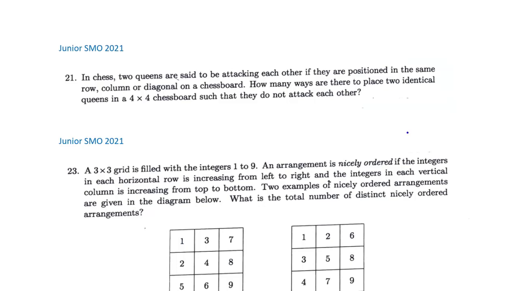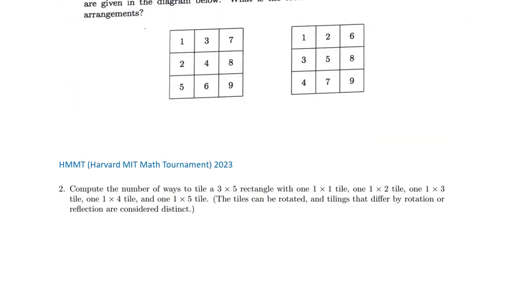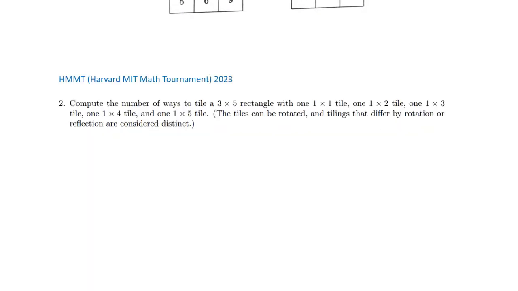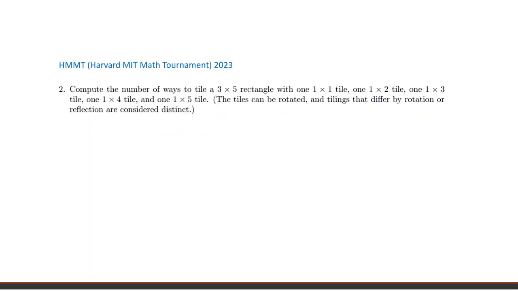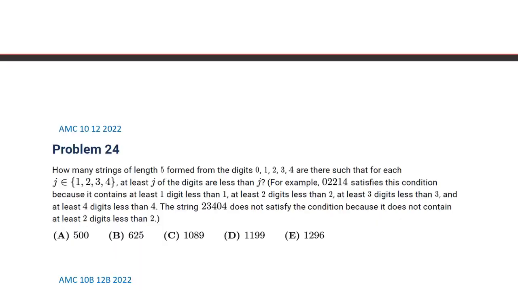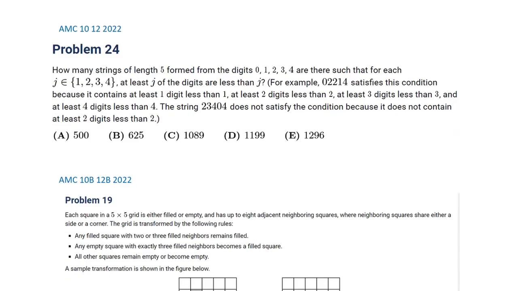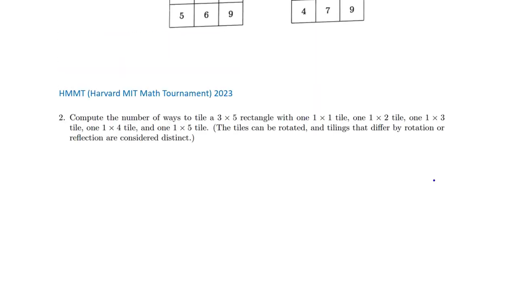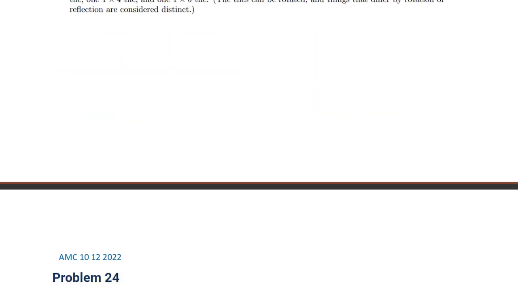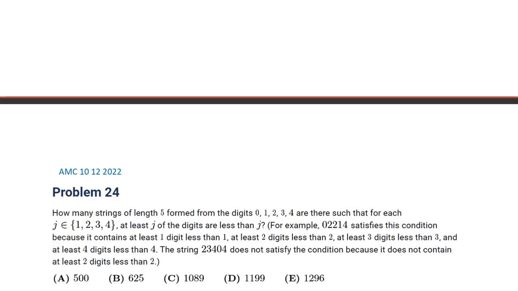Casework, it is so much important. In Junior SMO 2021, two problems can be solved with this idea. And also this problem of Harvard MIT math tournament can be solved with this. These problems of AMC 2022, I released the solution. Let me tell you this one. I will solve the Harvard MIT math tournament problem, but let's review first.